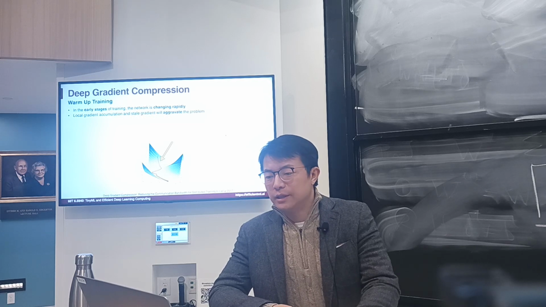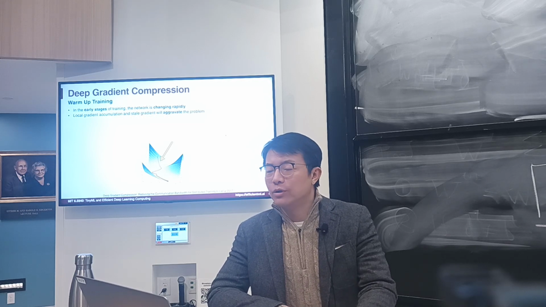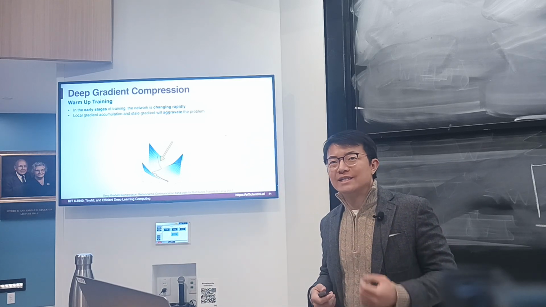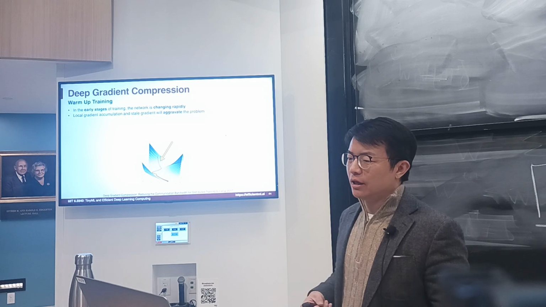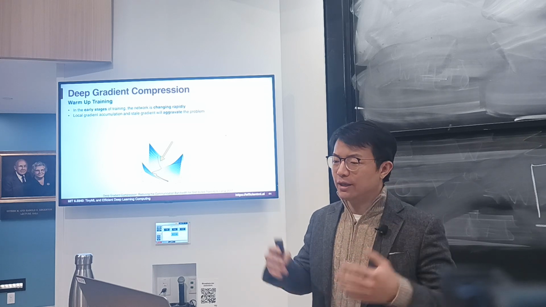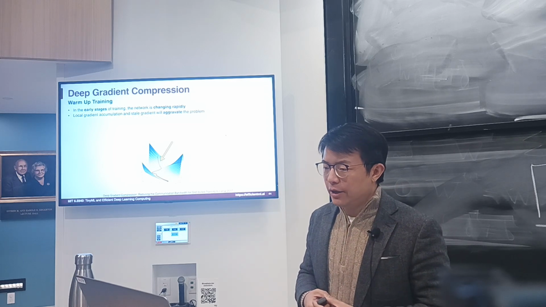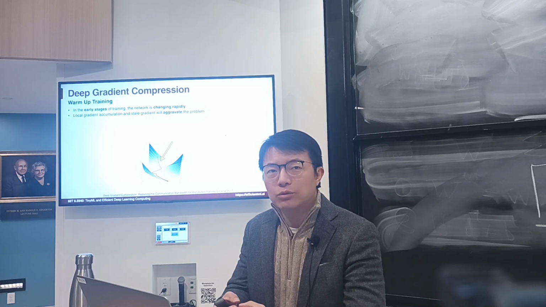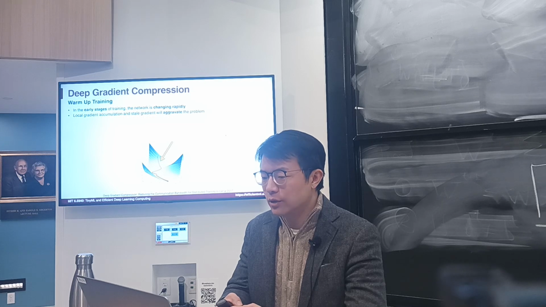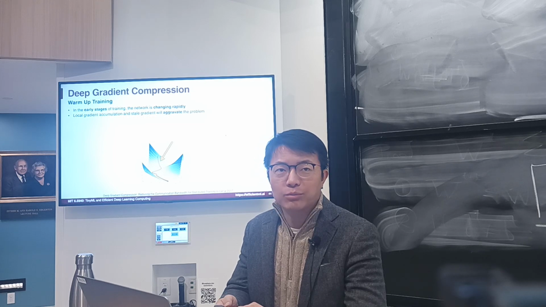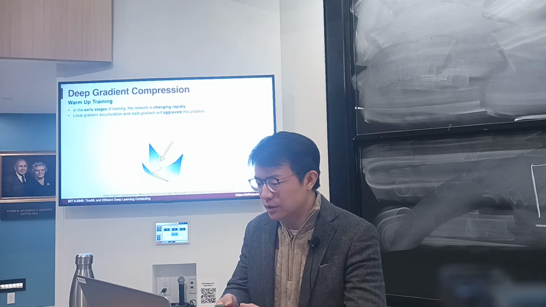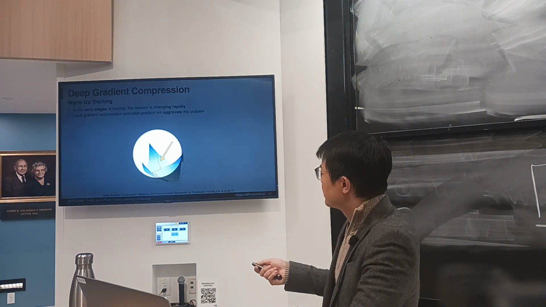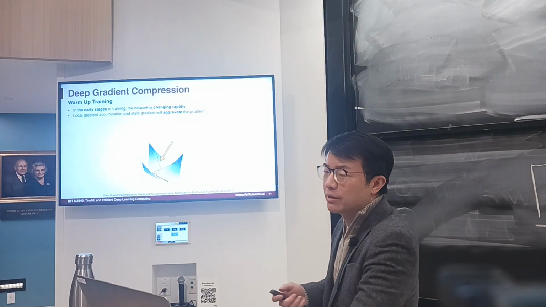Okay, so the next technique is warm up the training. In the early stage of the training, the network weight is changing very rapidly, and local gradient accumulation, stale gradient, will make the problem worse. So we don't want to have a very high pruning ratio in the first couple of iterations. When the optimization just gets started, the gradient may be pretty large.